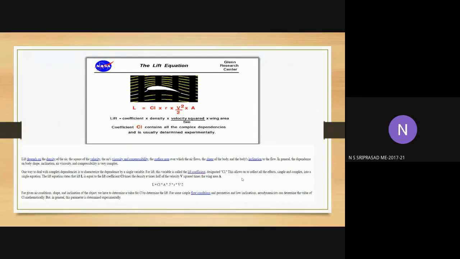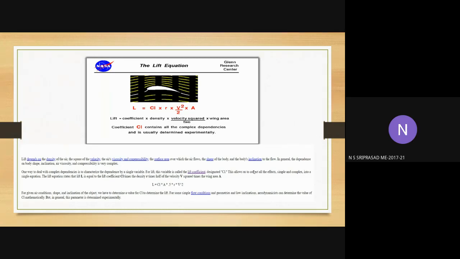Now, this is the thing I was talking about in detail, right? Yes. So this is the lift equation. Okay, so lift is going to be the coefficient of lift into the density of the airflow around it into the velocity square divided by 2 into the wing area. Now, remember I told you that aerofoils are cross-sectional segments of the wing, correct?